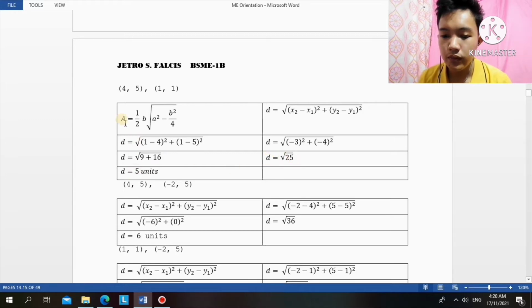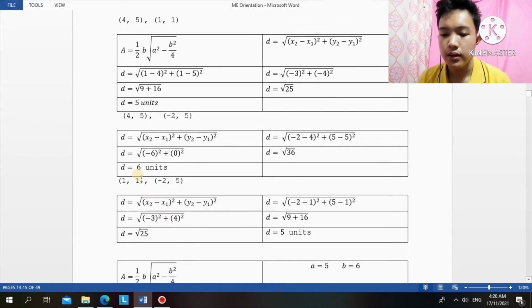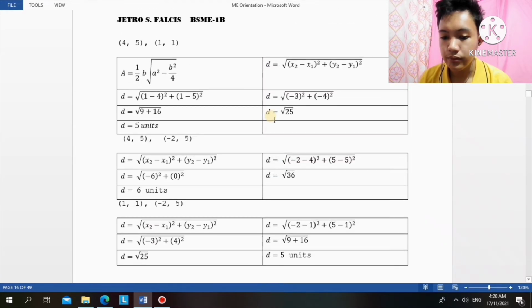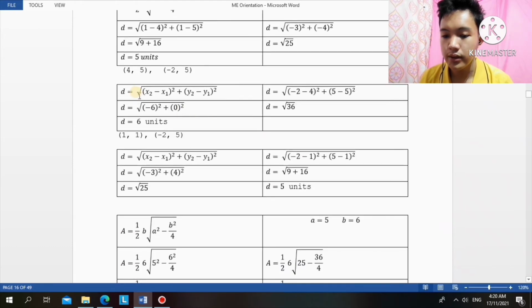So our distance is equal to 5 units. So then let's solve the distance from 4, 5 and negative 2, 5. So next, let's solve this distance from negative 2, 5 and 4, 5. Let's use the distance formula again.